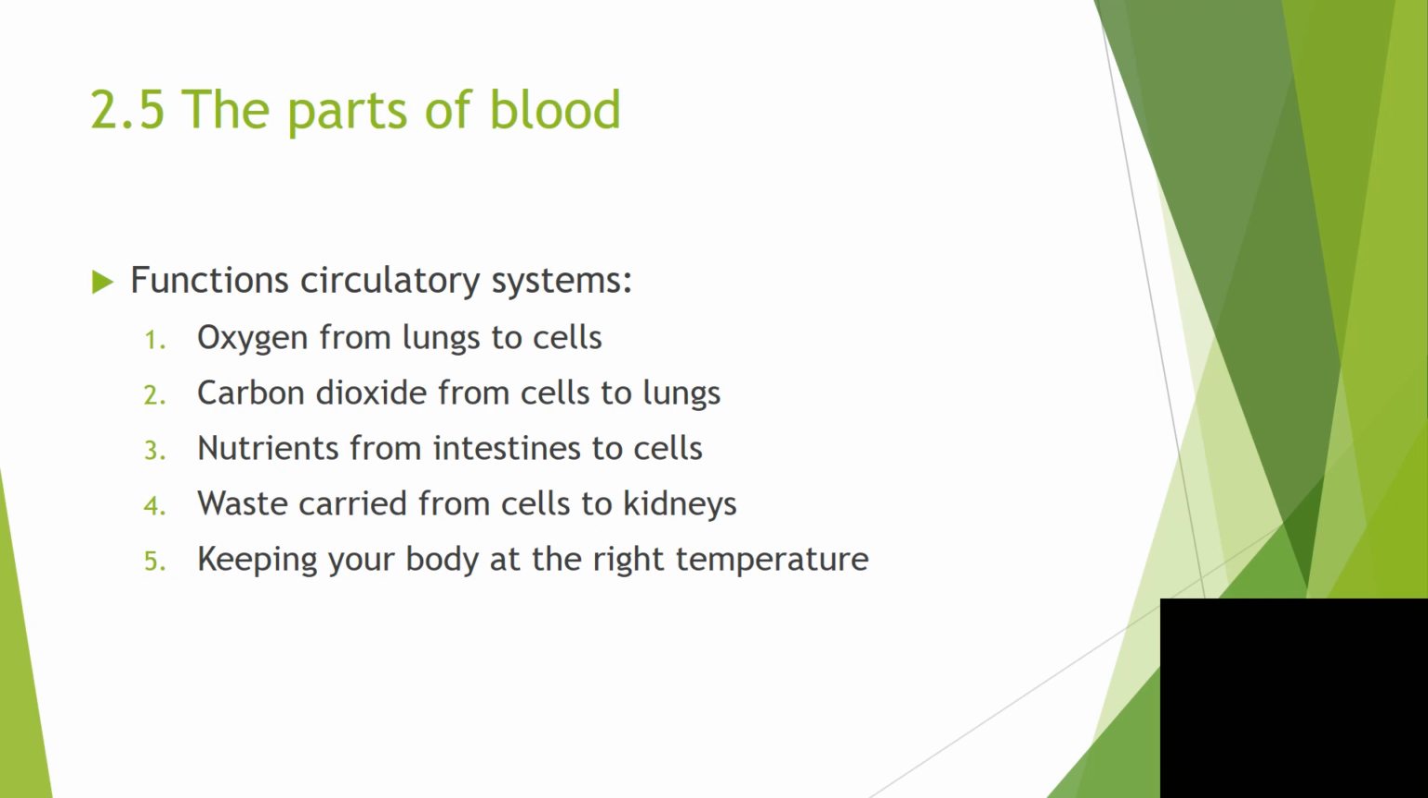So this is 2.5, the parts of blood. So 2.5 is all about whatever is inside your blood, what your blood is made of. And the first slide talks about the job of blood. It says the function of circulatory systems, but really you know that the circulatory system contains blood. And here you see a list of all the things that blood actually does. Well, most of the things that blood does.